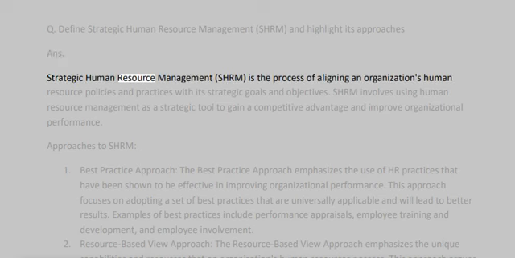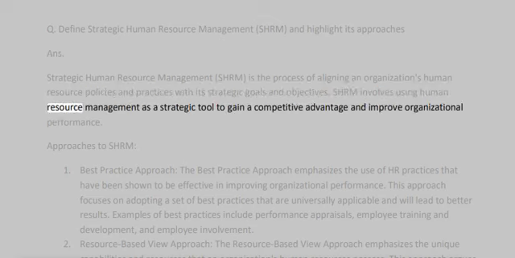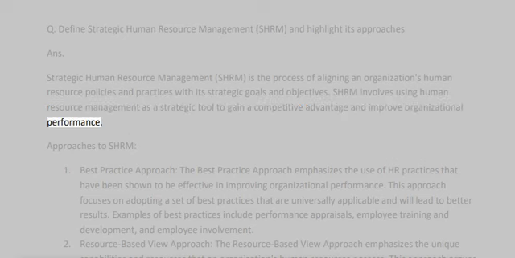Strategic human resource management, SHRM, is the process of aligning an organization's human resource policies and practices with its strategic goals and objectives. SHRM involves using human resource management as a strategic tool to gain a competitive advantage and improve organizational performance. Approaches to SHRM.